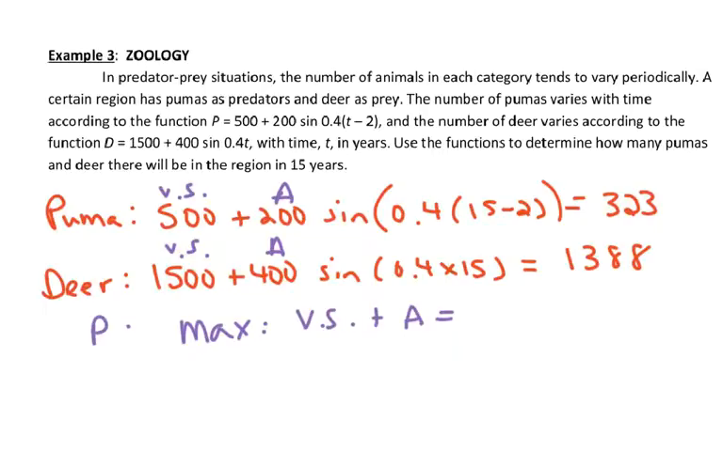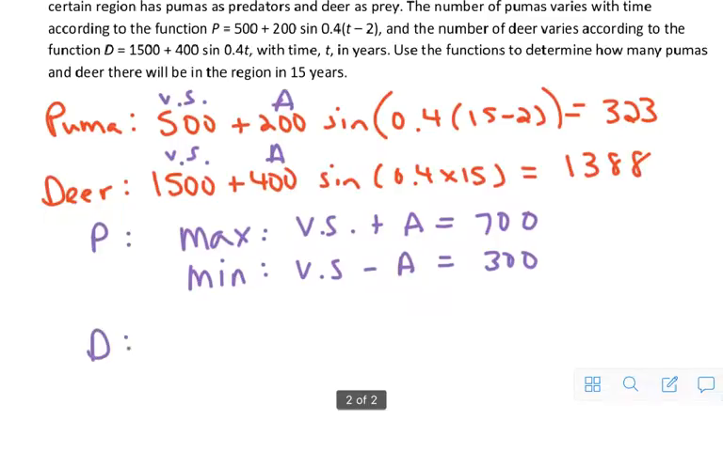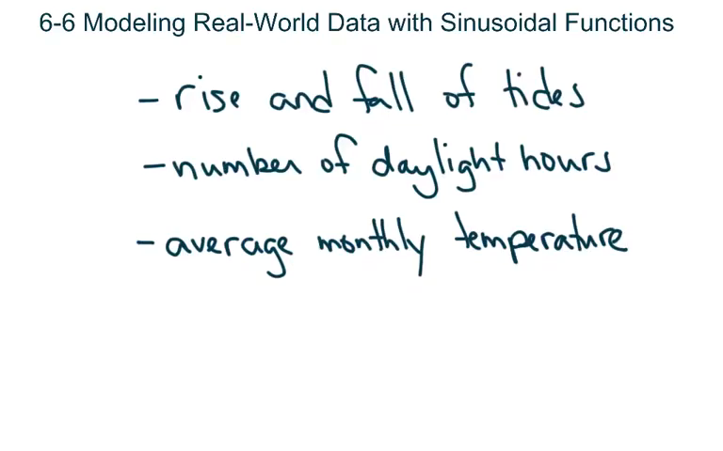So for the puma population, the highest it's going to get to is 700. And the lowest it's going to get to is the vertical shift minus the amplitude, which is 300. So the puma population will always fluctuate between 700 and 300 pumas. The deer population is going to fluctuate between 1,900, because that's 1,500 plus 400, and 1,100, because that's 1,500 minus 400. And those are some real-world sinusoidal functions modeled for you.